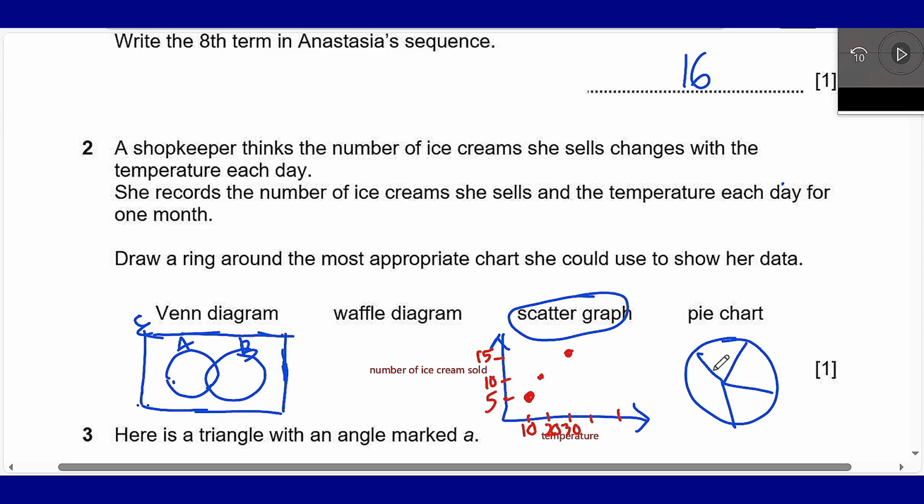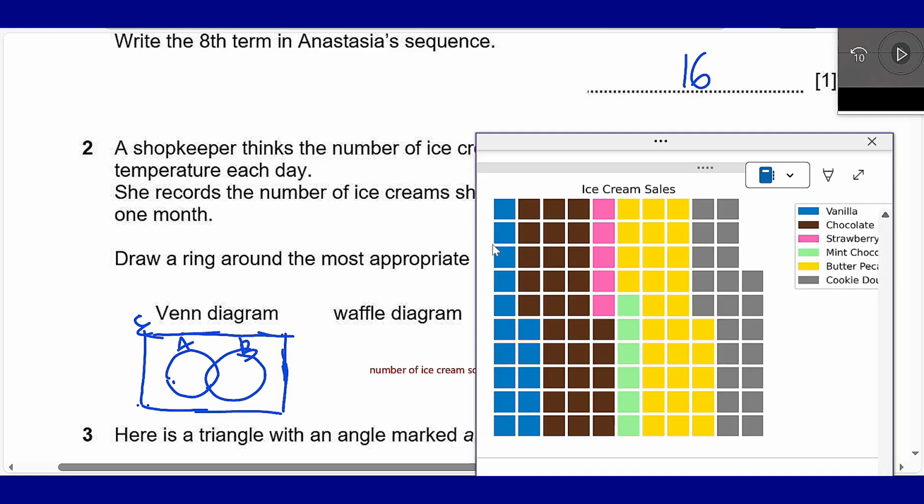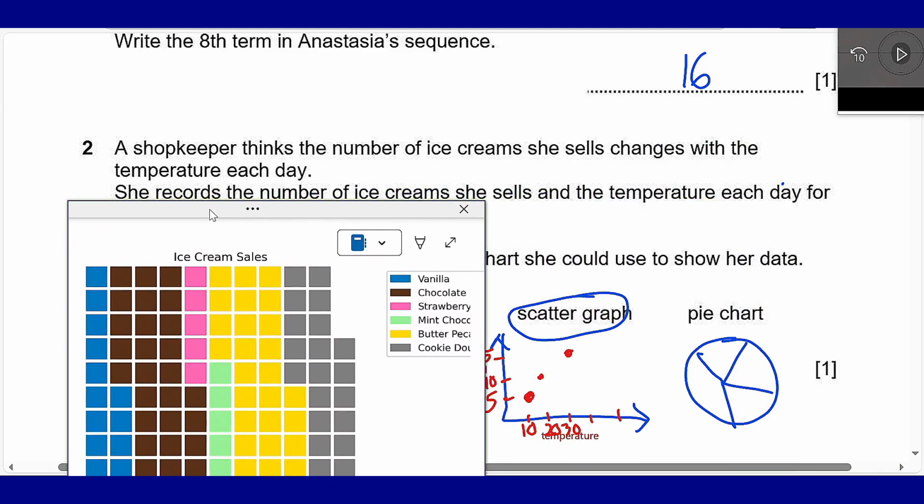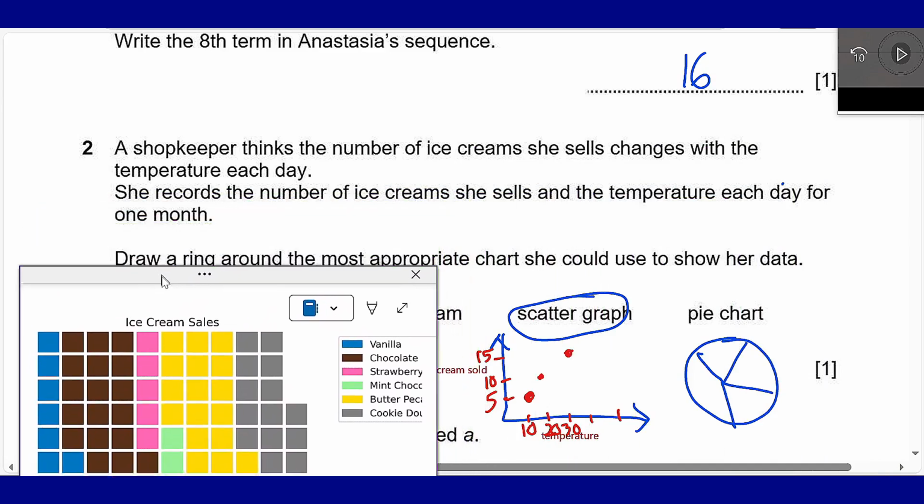It's not suitable for this case, and Venn diagram also is something like this. It deals with statistics. Well, waffle diagram, the example is like this about ice cream sales. So each type of ice cream is represented by these boxes. Okay, so the most appropriate one will be the scatter graph for this question.